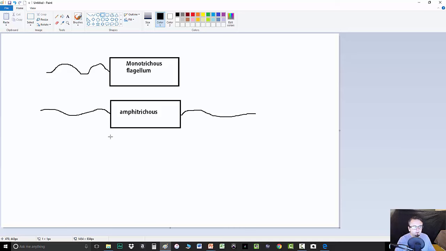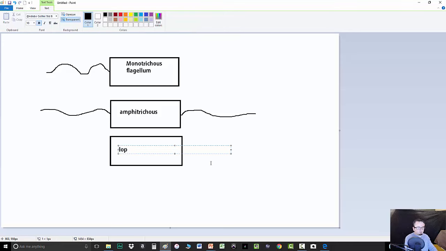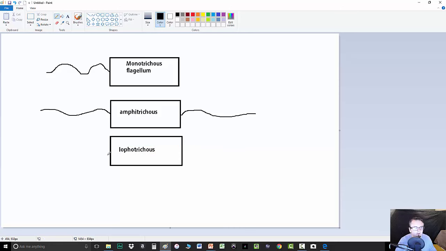The next is called, let me go ahead and spell it first this time. It's called a lopho. Lopho loosely translates to clustering. Lophotrichous then is a cluster of tails. And it would look something like this, where you have a bunch of tails sticking out one end, kind of like that, called lophotrichous.